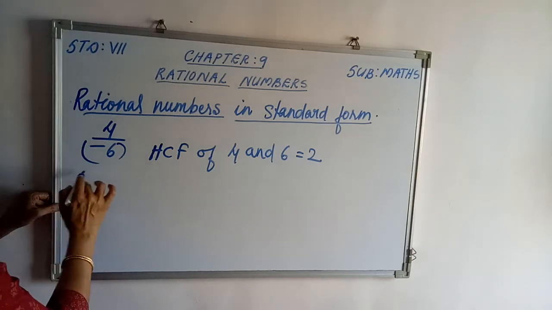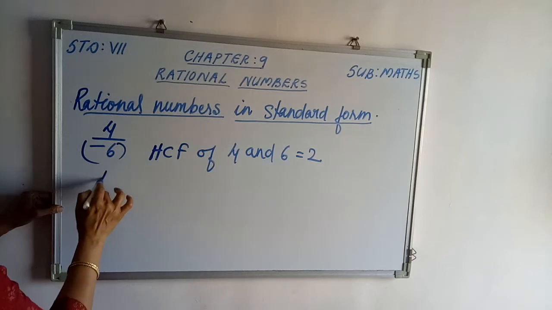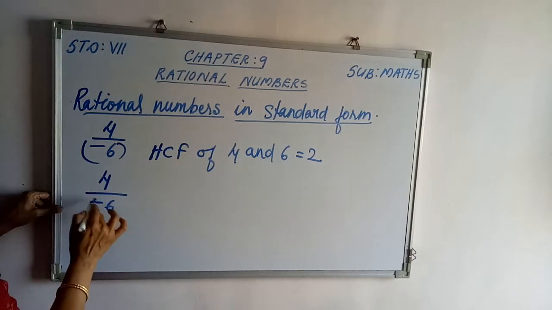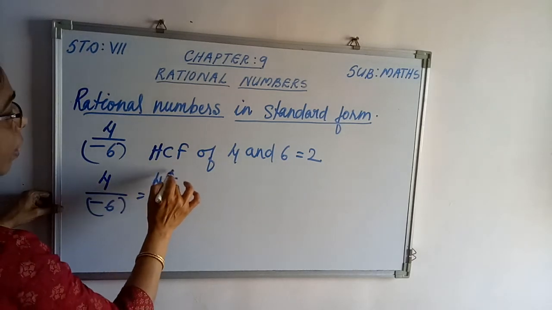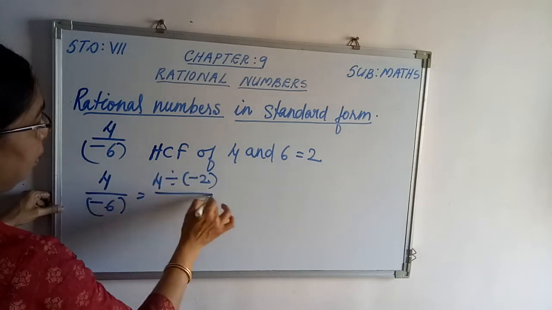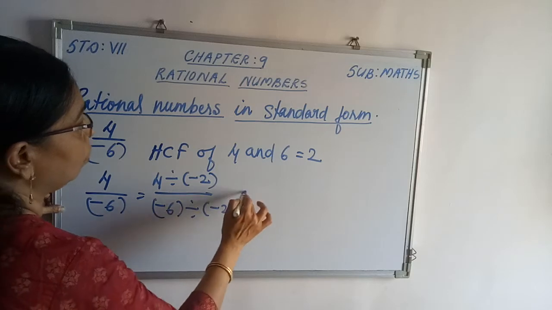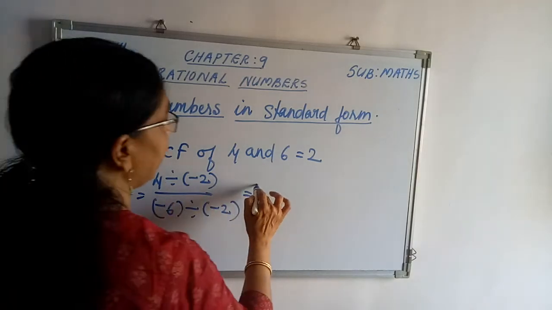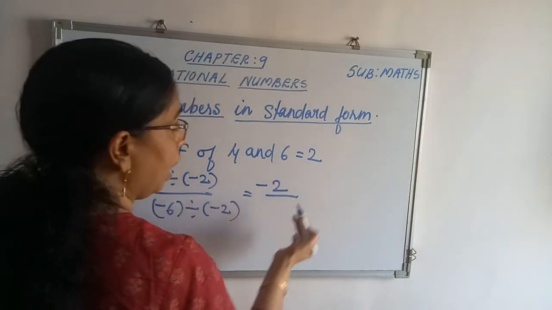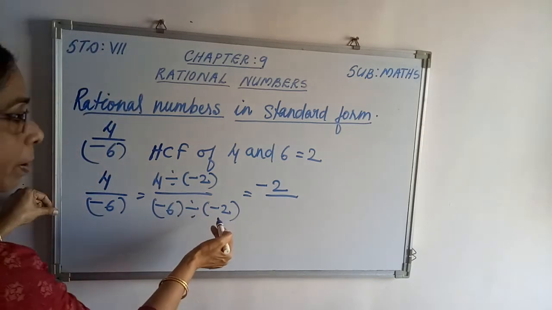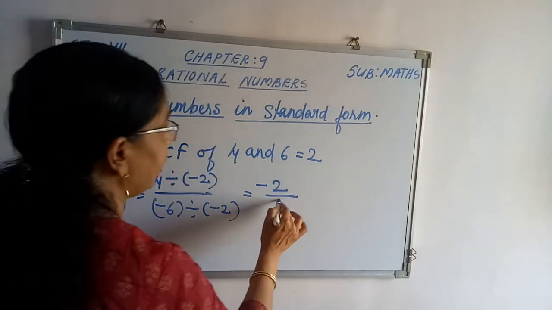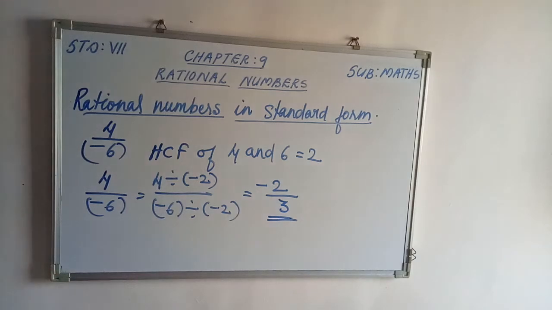So what will you do? Divide by minus 2. Then we will get 4 divided by minus 2, then minus 6 divided by minus 2. 4 divided by minus 2, you will get minus 2 upon minus 6 divided by minus 2. Minus minus cancel, we get 3. So the standard form of 4 upon minus 6 is minus 2 upon 3. Is that clear?